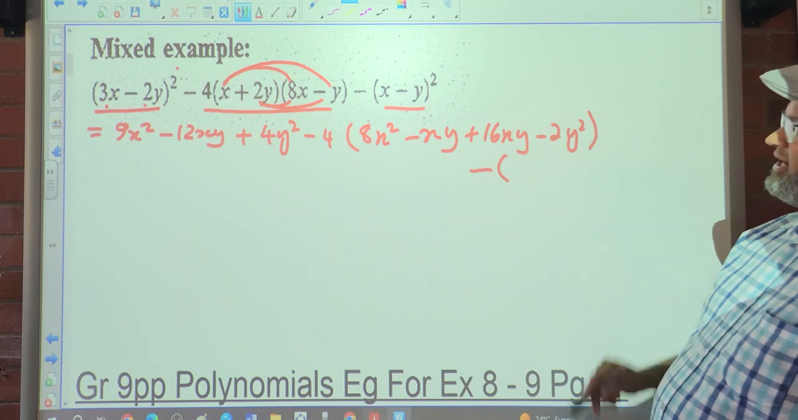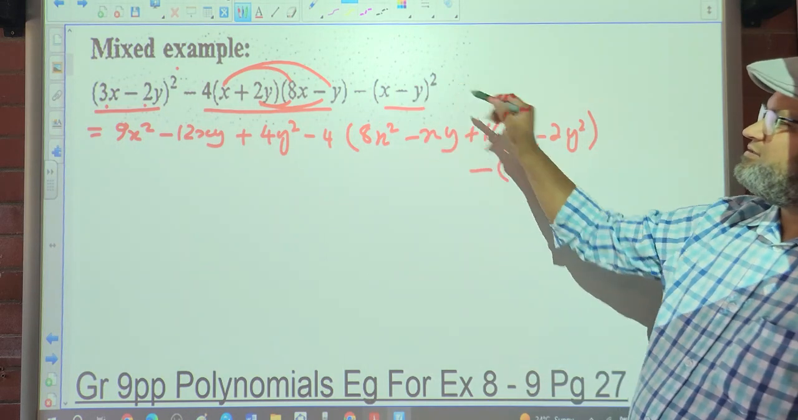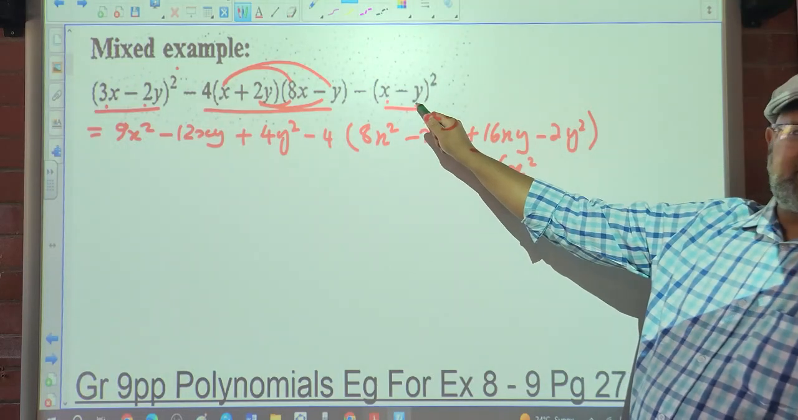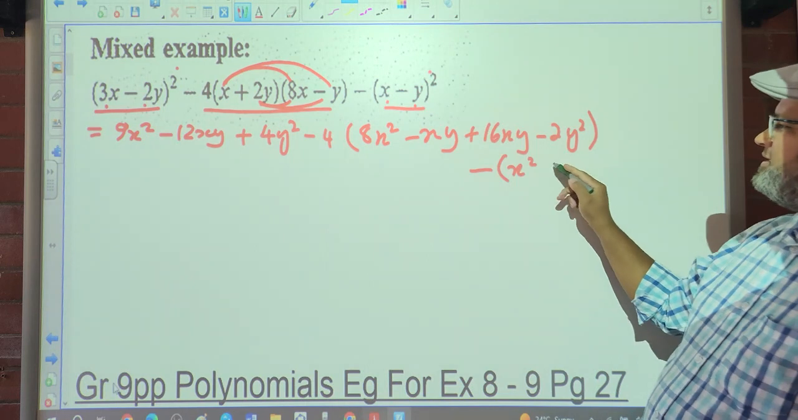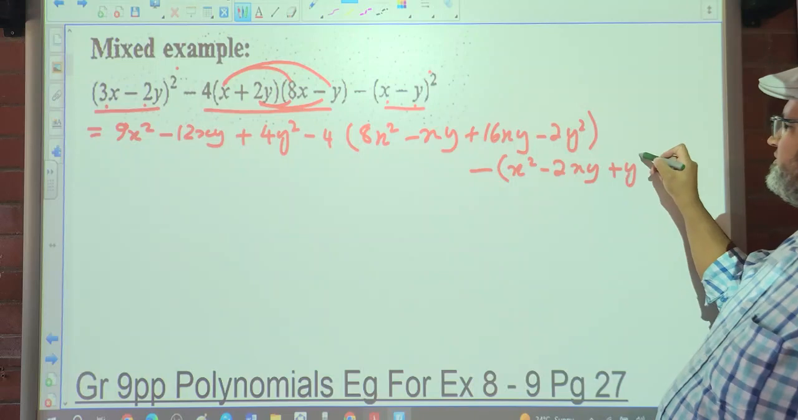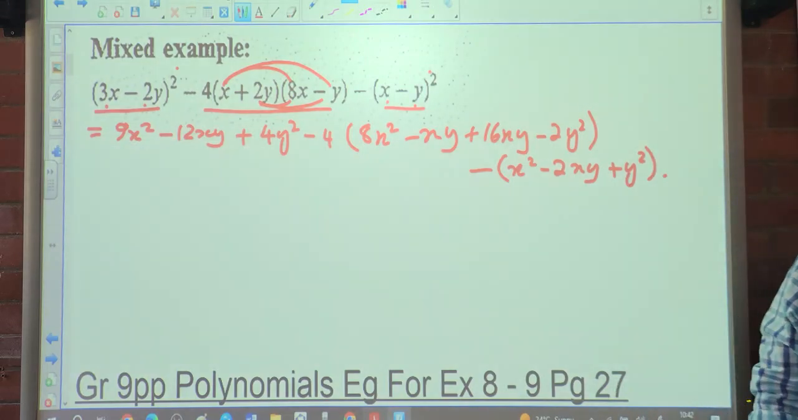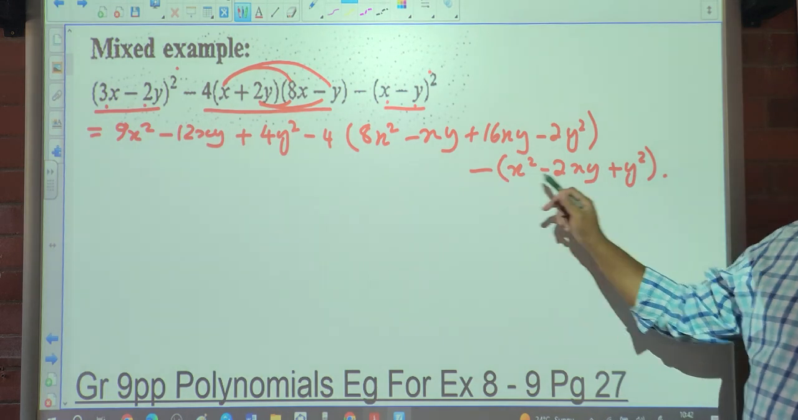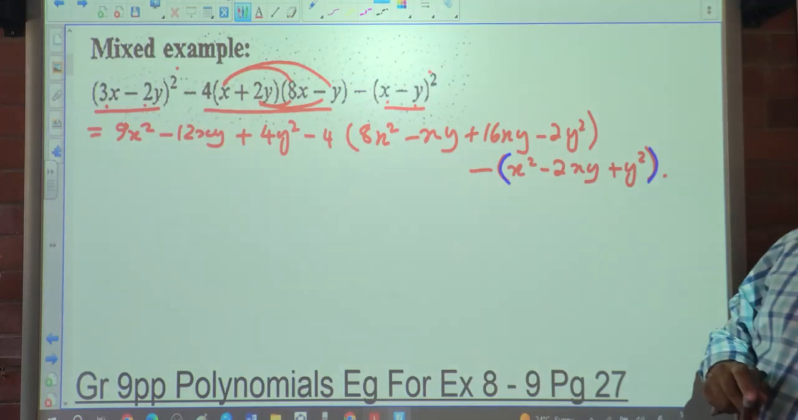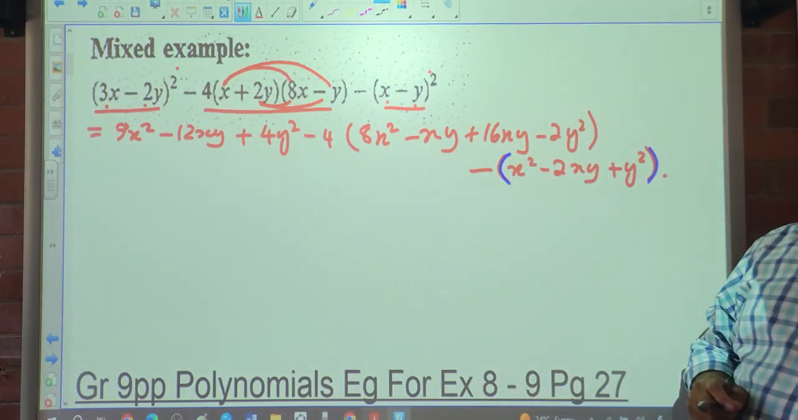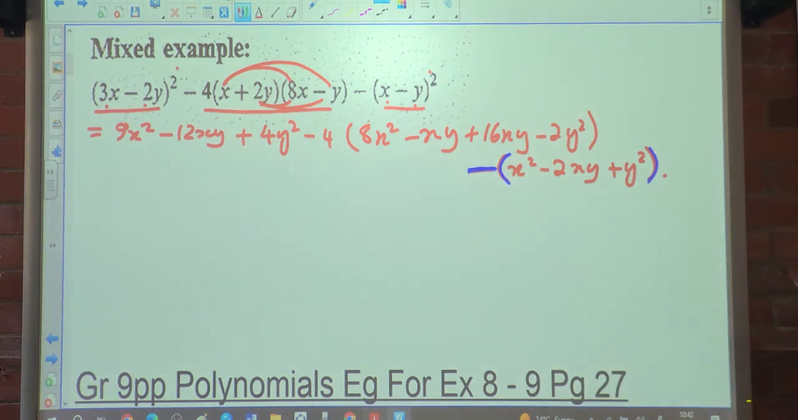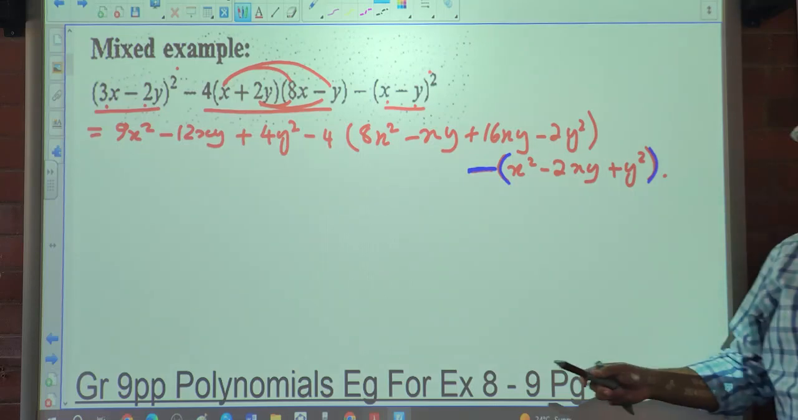So it's minus open brackets. x all squared will give you x squared. For the middle term, it's going to be x times negative y times 2, it's negative 2xy. And then negative y all squared is going to give you positive y squared. Why did I put this bracket here? Because the negative must still be multiplied out. Because the negative must still be multiplied out, I put the bracket there.